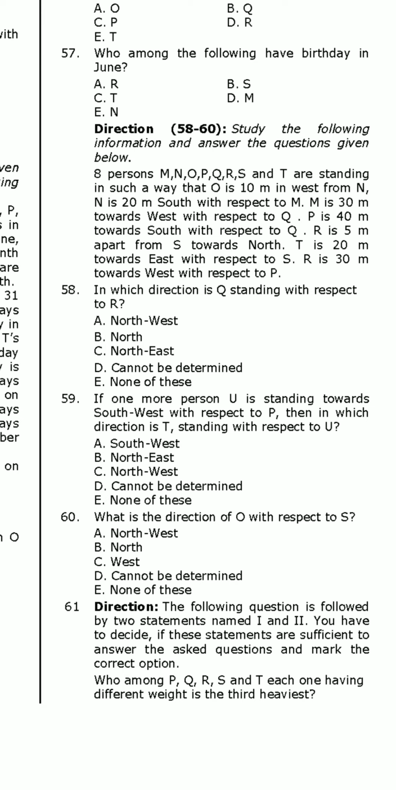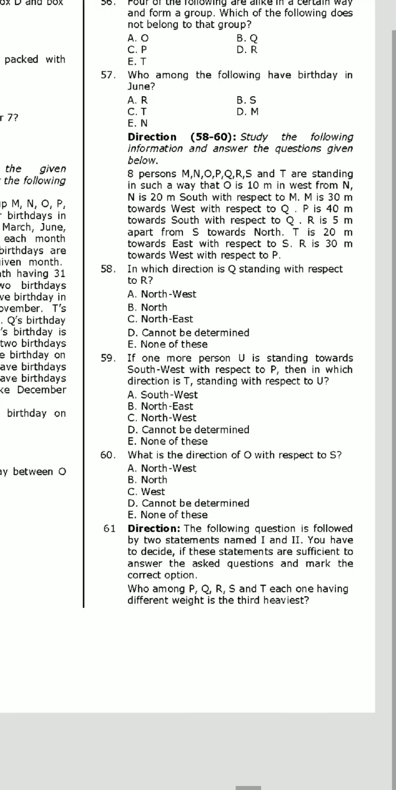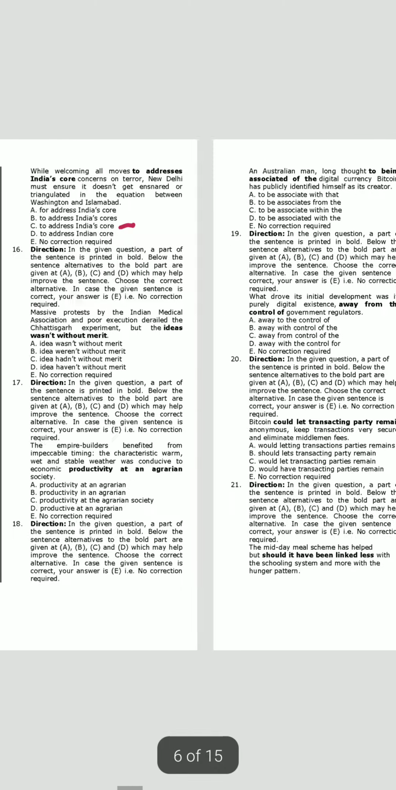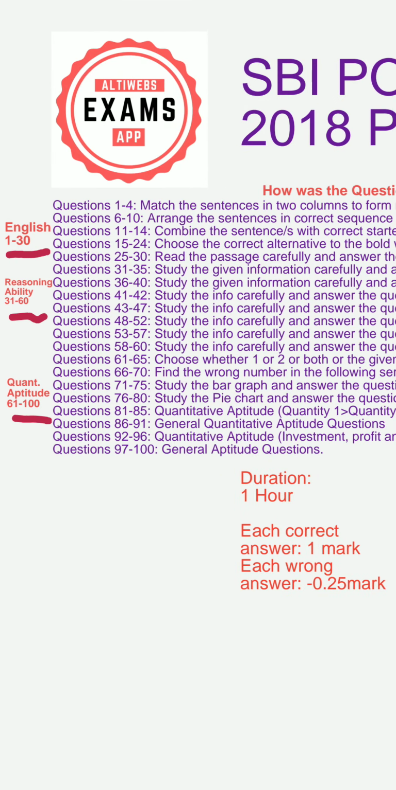So 8 persons are standing in such a way that O is 10 meters west of N, N is 20 meters south of M, M is 30 meters. Now this is again an arrangement of people, only that they are in a standing position. On this we again have 3 questions, 58, 59 and 60. So now with this our logical reasoning questions are over. If you see, logical reasoning questions go up to 60, then 60 to 100 are all quantitative aptitude questions.